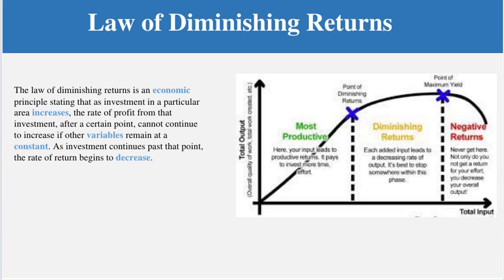Friends, the law of diminishing returns. That means basically we are referring to an economic principle that whenever we are investing in any particular domain, at some point it will increase, and after some time, when the other factors remain constant, it will start decreasing. Just see this diagram. You are investing in, for example, any production, any specific project.